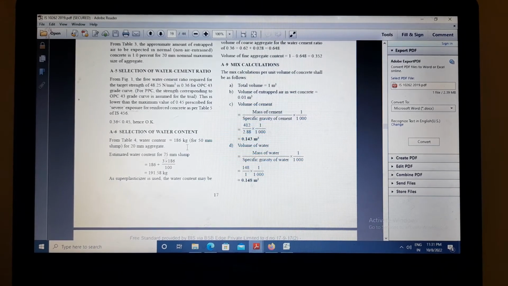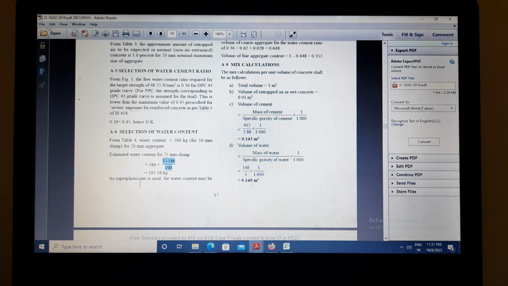The water content described in table 4 is just for a slump of 50 mm for 20 mm aggregate. For every 25 mm increase of slump other than 50 mm, there is an increment of water by 3%. You can check here. Here our slump requirement is 75, so our slump is increasing 25 mm extra. So we need to increase water percent of 3%. You can check here we are adding 3% of 186. So the total water content is 191.